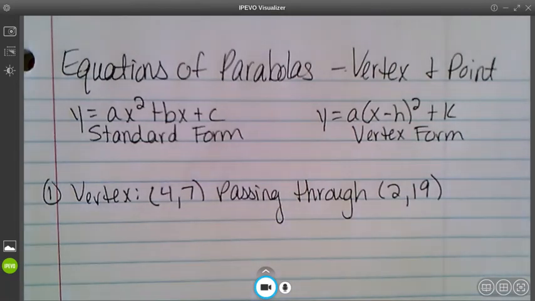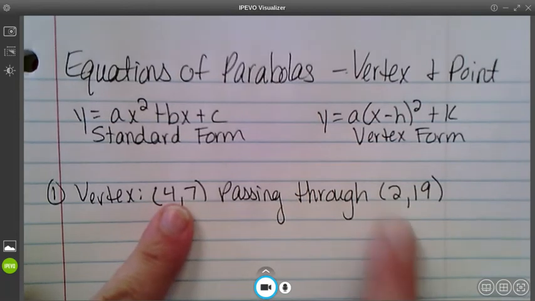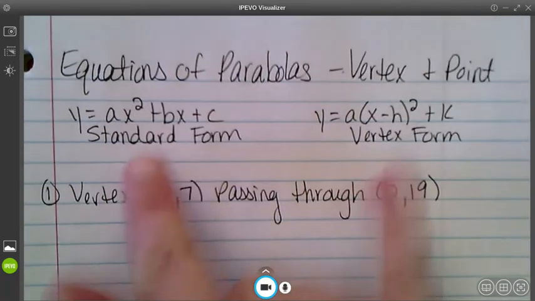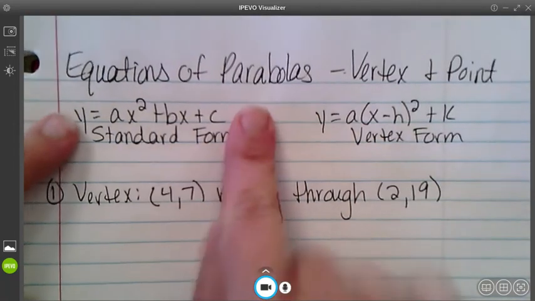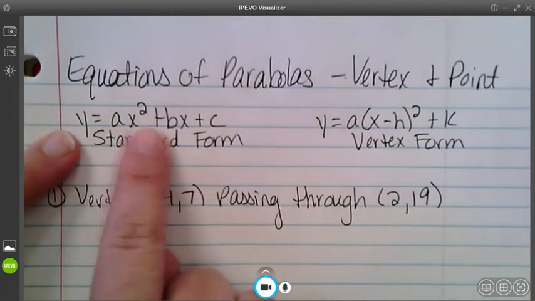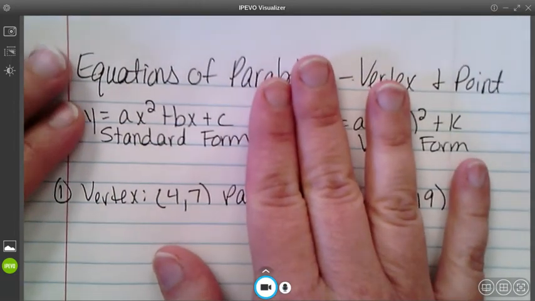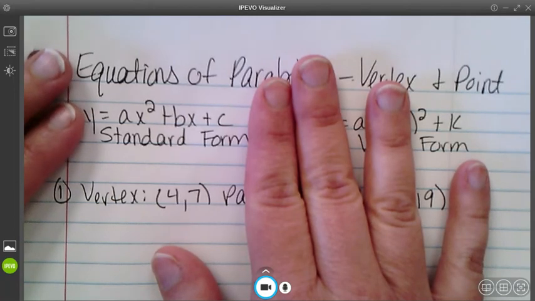All right, so what we want to do is write an equation of a parabola with this vertex passing through this point. So far we've talked about two different equations of a parabola. We've got standard form, the ax squared plus bx plus c. This is useful if you want to factor it or use the quadratic formula to find your x-intercepts. That's the easiest way for that.